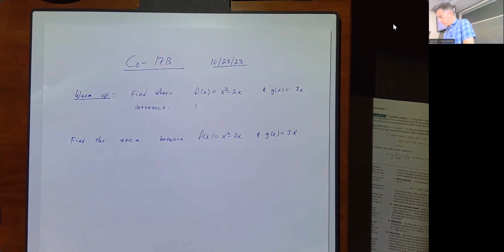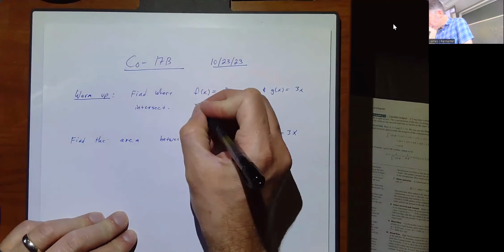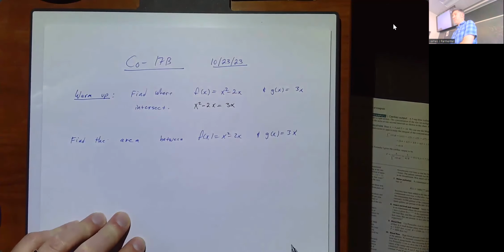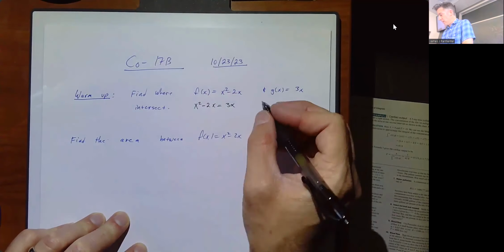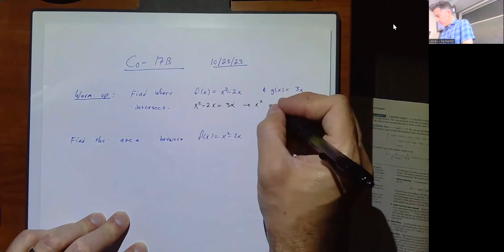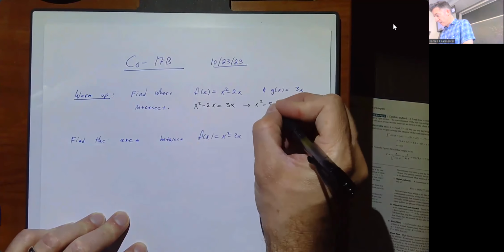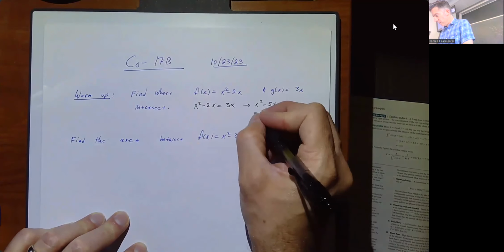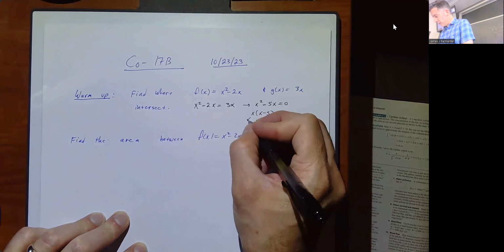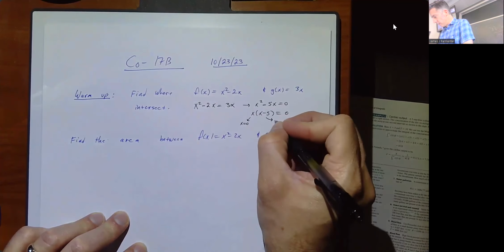So if we set these two things equal to each other, x squared minus 2x equals 3x. I'm always bringing everything to one side, typically the side where you have the highest power with a positive coefficient. So x squared minus 2x minus 3x is x squared minus 5x equal to 0. Factor out an x, and you get x equal to 0 and x equal to 5.